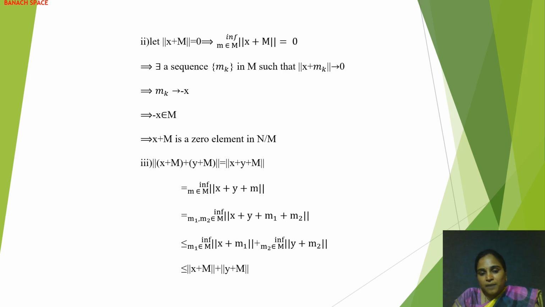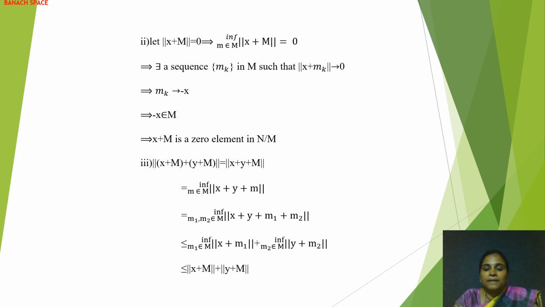And the next part, the third property of the proof here: norm of x plus M plus y plus M equals norm of x plus y plus M, which is equal to infimum over small m belonging to capital M of norm x plus y plus m.